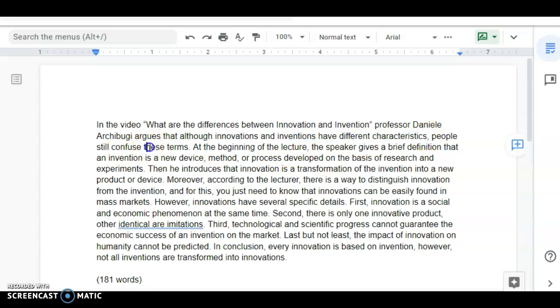people still confuse. Why are these two juxtaposed? Why is there an "although" here? I mean, okay, they may have different characteristics, but why is it opposed to "people still"? When you say "although" here, the two ideas are opposed to one another. Innovations and inventions have different characteristics, that's one idea, and people still confuse them, that's another idea. But why are they opposed? You see, I'm not very sure why those two are put like that.